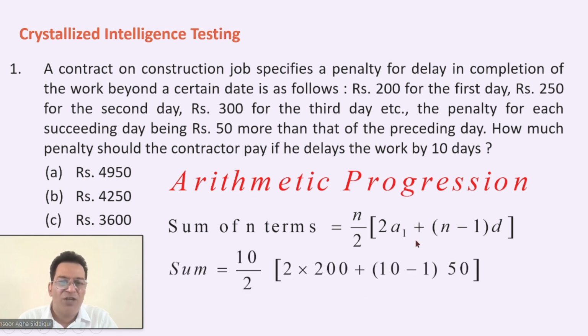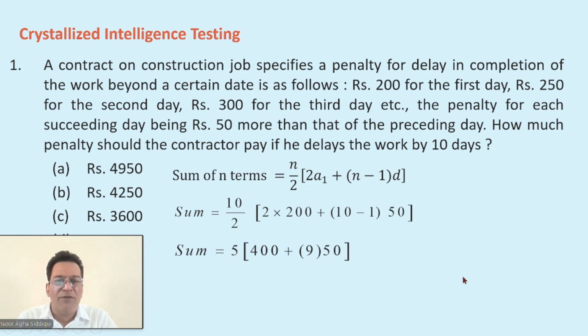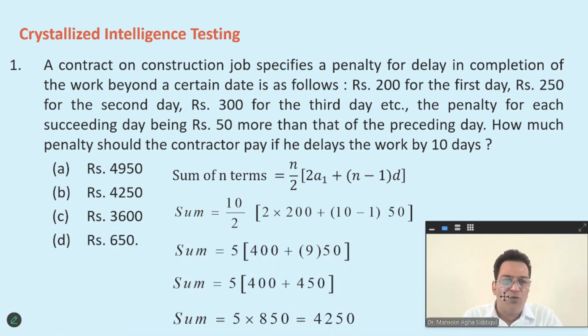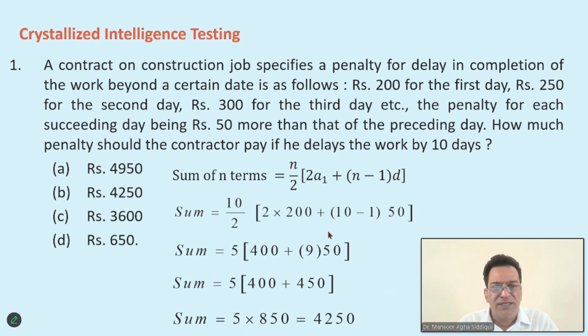As a result of which, when you put in values, you end up getting this particular equation: 10 by 2 multiplied by (2 into 200 plus (10 minus 1) multiplied by 50). And as you solve it further, you end up getting 4250 as your answer. This is the mathematical way of doing this question. This is the crystallized intelligence way of doing the question. Somebody who comes from a good maths background will do this question by this particular method.